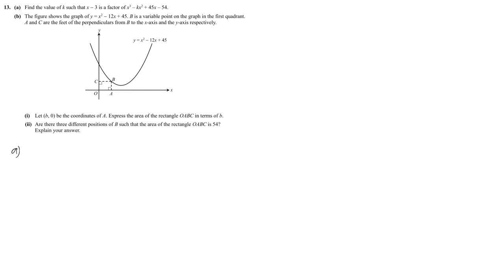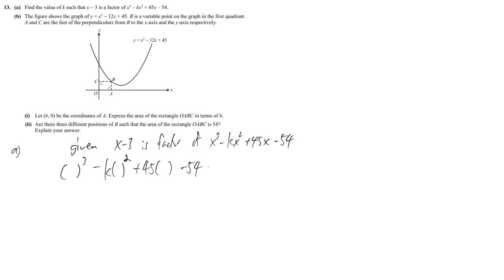They say that x minus 3 is a factor of x to the power 3 minus kx squared plus 45x minus 54. If you let this be f(x), they are telling you that f(3) is 0. If you substitute a suitable value, 3, to make the divisor become 0, then the result, which is the remainder, is 0. Therefore, 3 cubed minus k times 3 squared plus 45 times 3 minus 54 is equal to 0.